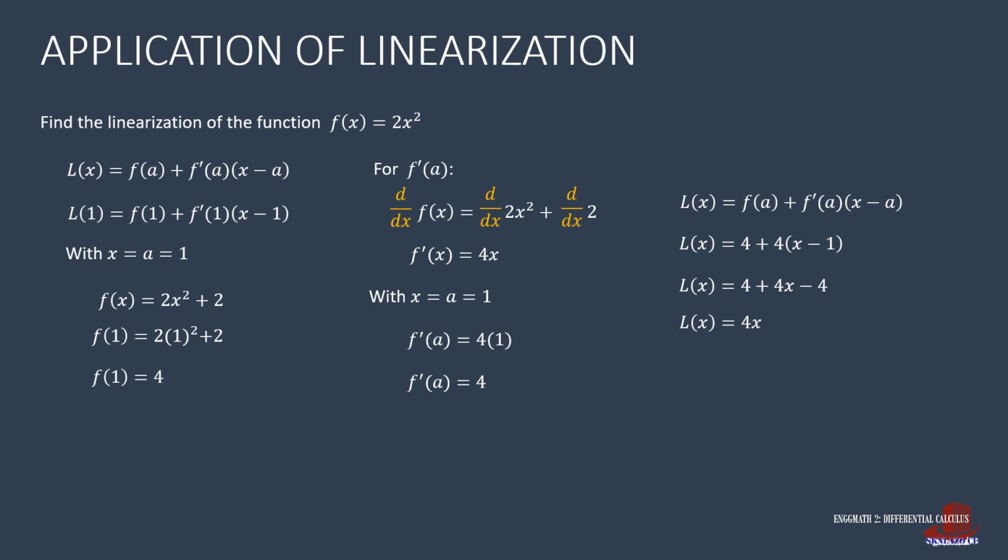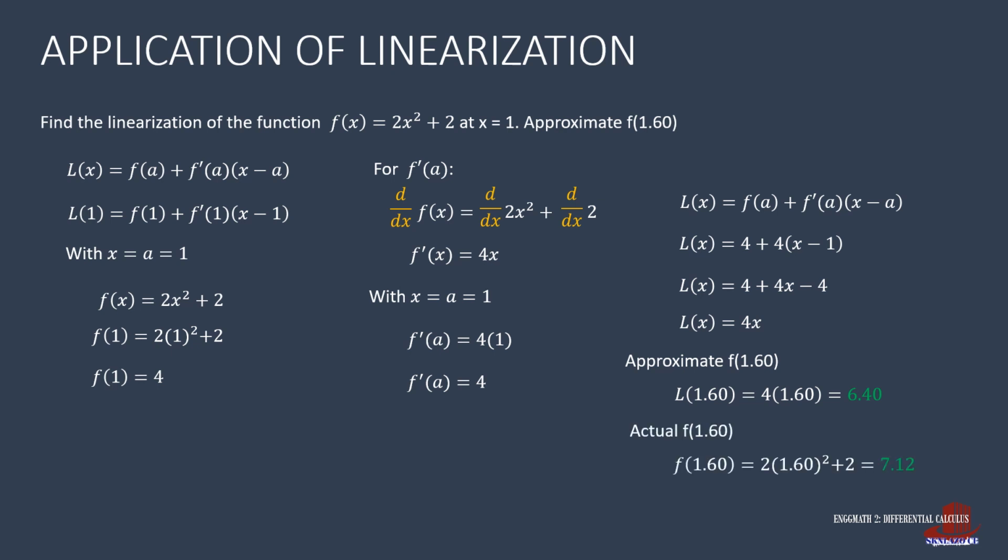What if with the same function, we approximate f of 1.6? With the linear equation of 4x and 1.6 plugged as x, we get 6.4. However, if 1.6 is directly substituted into the original equation, we have 2 times 1.6 squared plus 2, and that is equal to 7.12, showing 0.72 discrepancy or error. This happens because 1.6 is somehow far from 1.